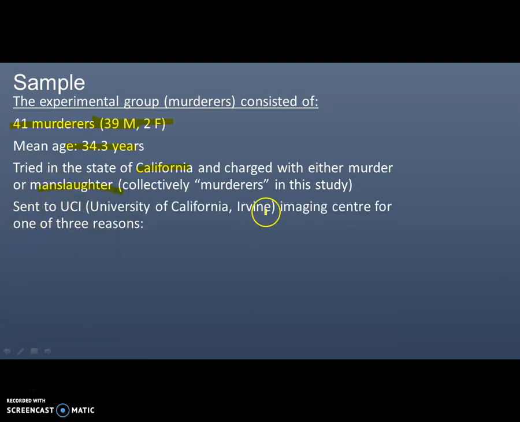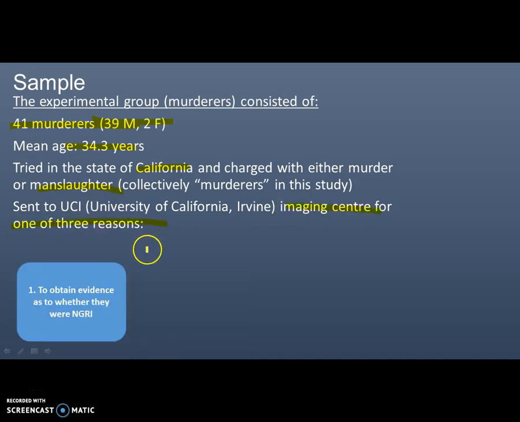Sent to UCI, the Imaging Centre, for one of 3 reasons. So again, the lawyers have sent them, or the court has sent them, to obtain evidence as to whether they are NGRI or not. Obviously, it's going to help your defence if you can say a scientist has said that you have abnormal brain functioning.